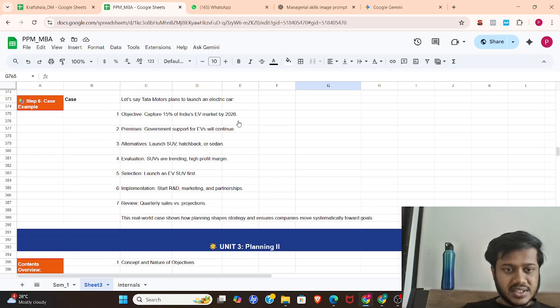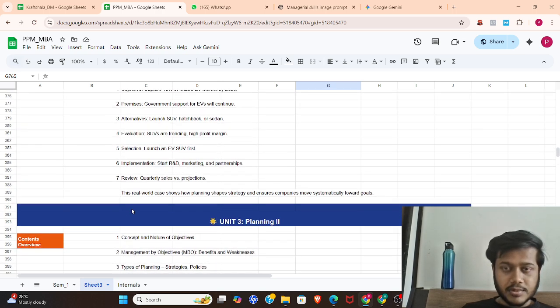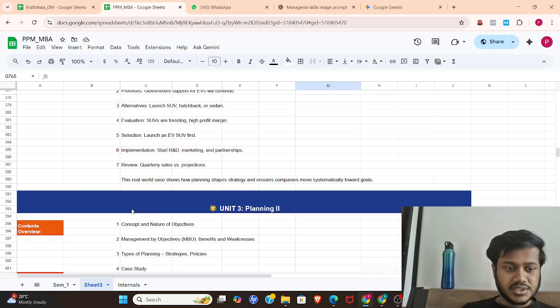Then there is one case study where we need to apply the top 7 process of planning. So: objective, premise, alternative, evaluation, selection, implementation, and review. This is what I am talking about, the top 7 process.